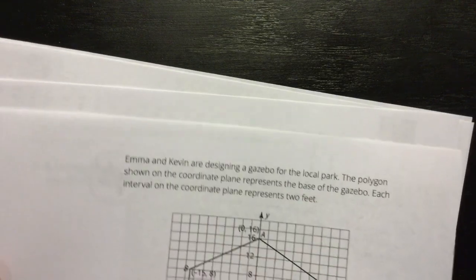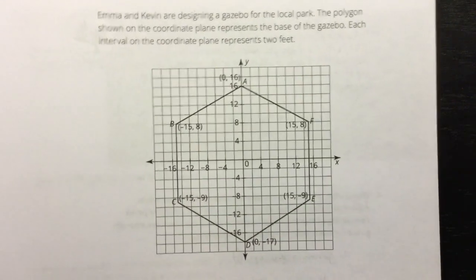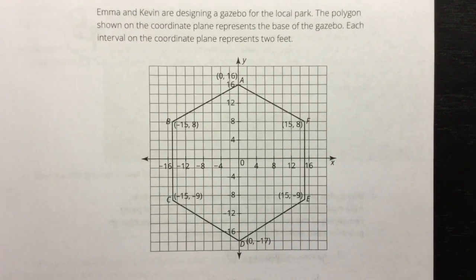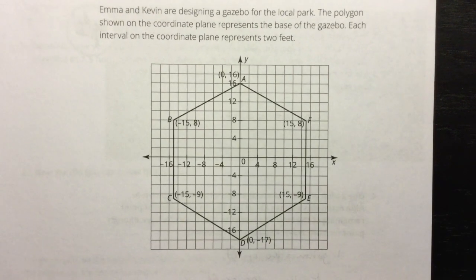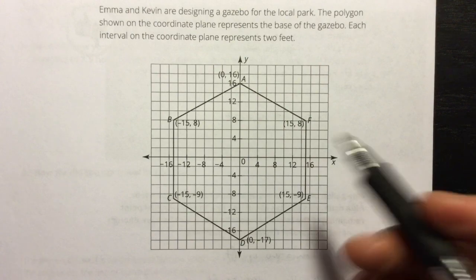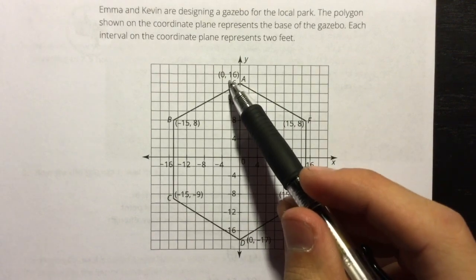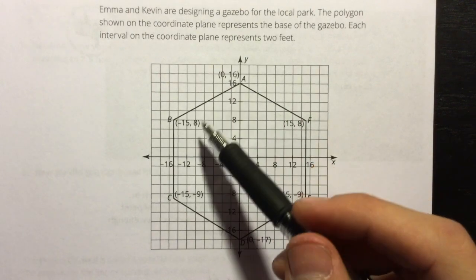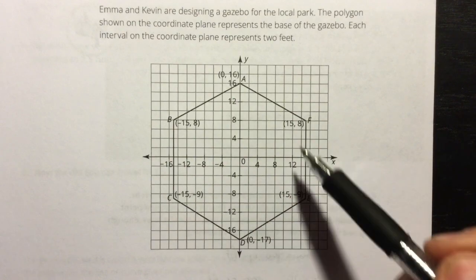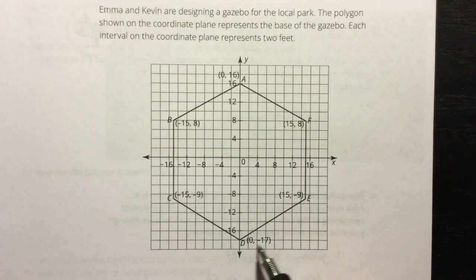Okay, now we are on, so this is the beginning of 5 and 6. We'll use these numbers. And really fast, there is a typo on this one. I will tell you guys in class as well. So this gazebo goes up to 0, 16, and then all of these numbers are like they are, okay? And then this goes to 0, negative 17.